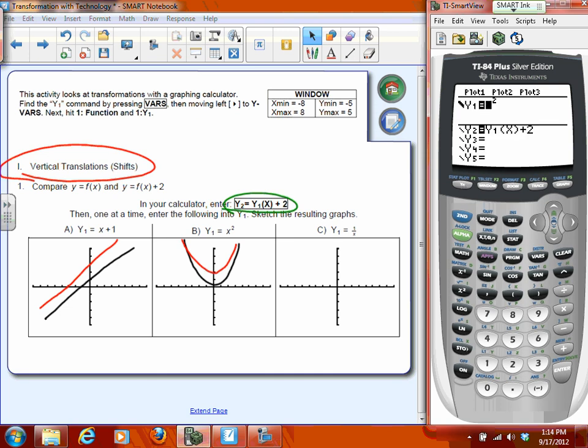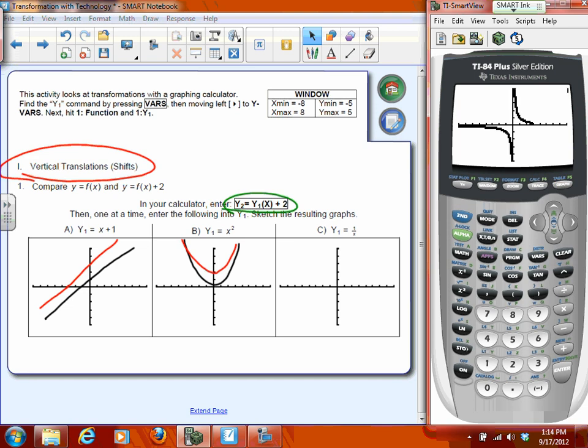So what we're going to do is change what I have in Y1. I'm going to type right over this. I'm going to do 1 divided by X. I'm going to get rid of that square. I'm going to delete it. Don't need that one. There it is. 1 divided by X. I'm going to hit graph.